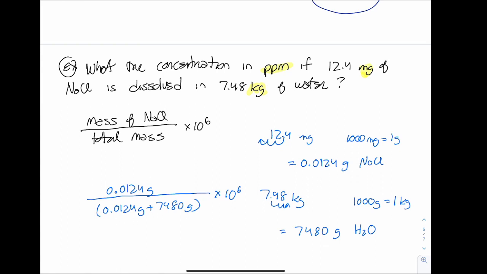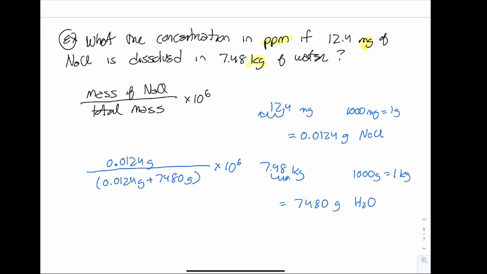So 0.0124 plus 7,480 for the bottom. Don't forget to multiply it by 10 to the 6. And I get 1.66 parts per million.